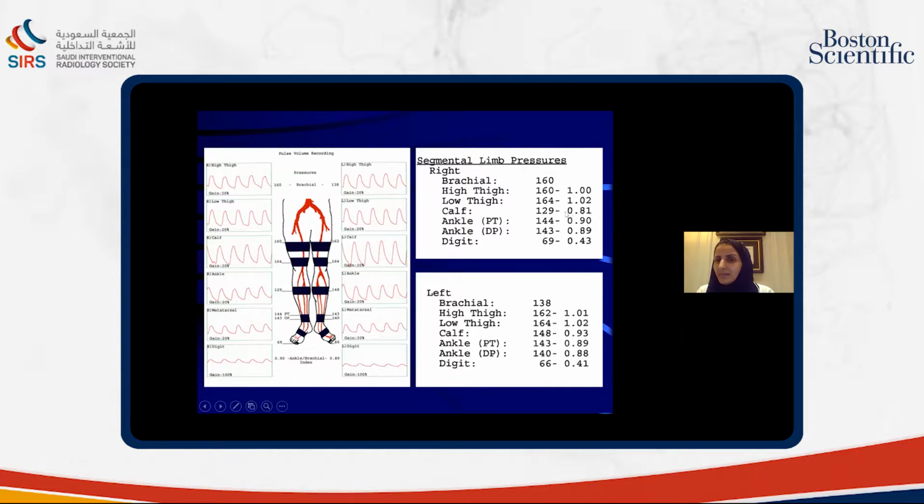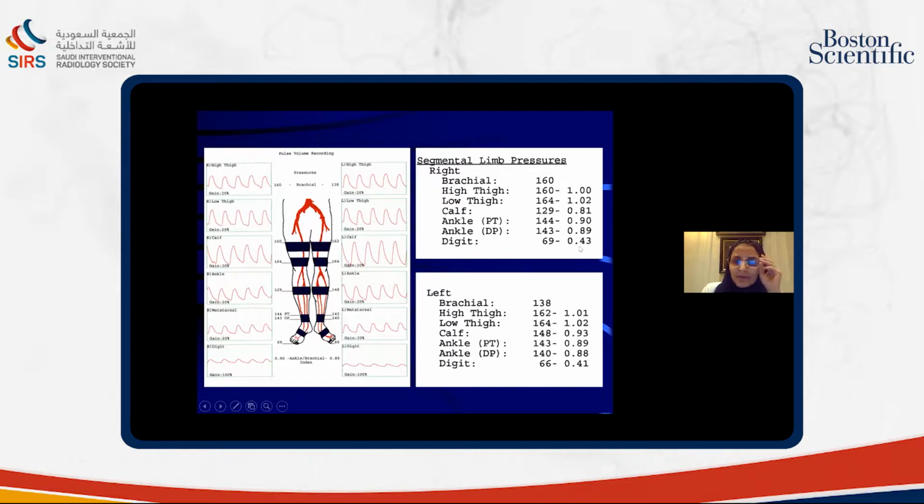0.8, the ABI. And if you see the chart on the right here, at the calf, we lose the anacrotic. This is what's called mild disease. Dicrotic, we lose it here. So we call it mild disease.